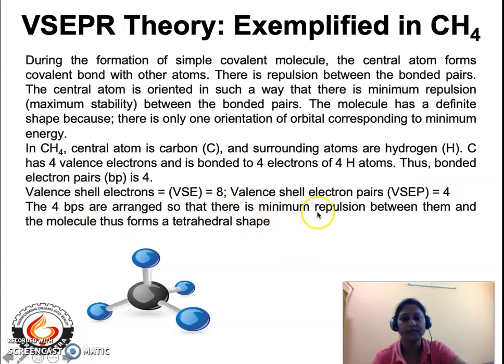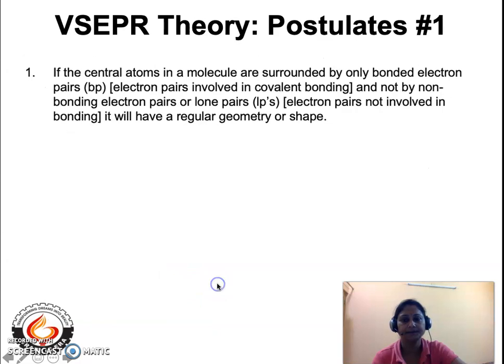So that means there will be minimum repulsion between them, and the molecule thus assumes a tetrahedral shape. This tetrahedral shape of methane is because the molecule has maximum stability. That means for the 4 bond pairs, there is minimum repulsion in this alignment.